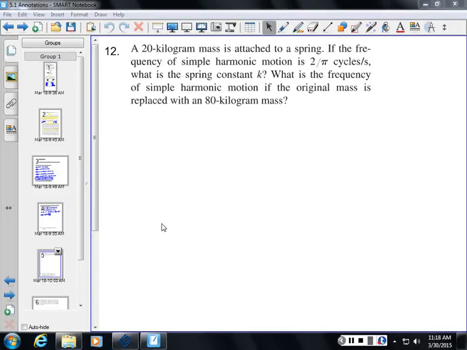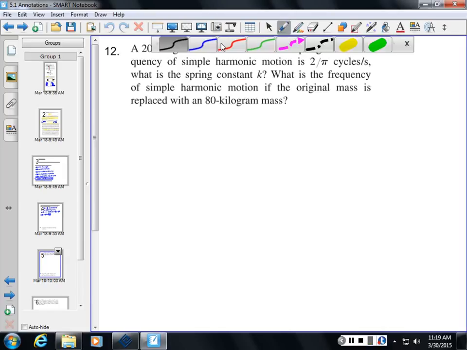Okay, section 5.1, talking about simple harmonic motion. Number 12, a 20-kilogram mass is attached to a spring. If the frequency of simple harmonic motion is 2 over pi cycles per second, what is the spring constant K? So that's the first thing that we're asked.